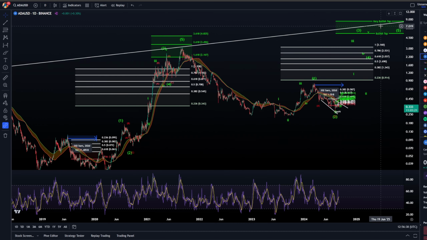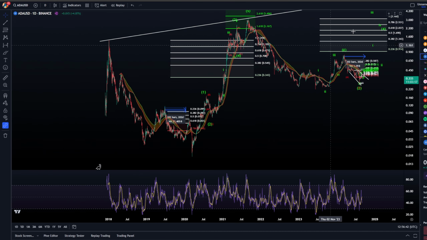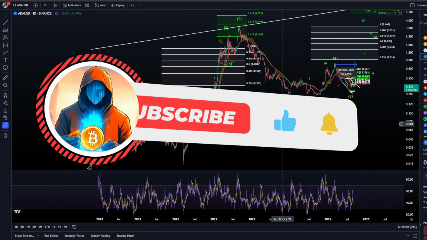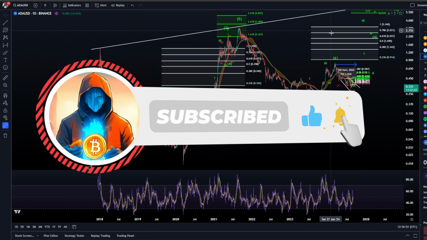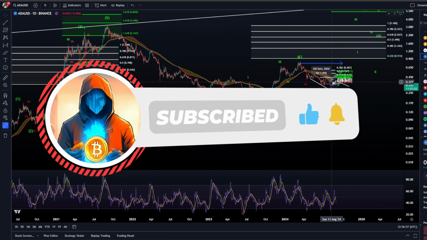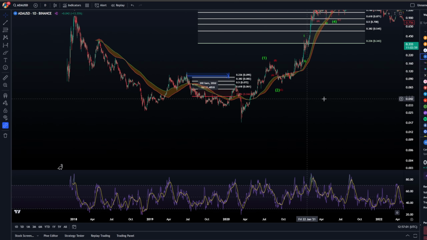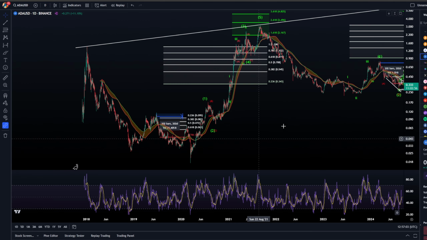Now, of course, I will talk about the macro count and the other wave counts in other videos. I don't want to focus on that right now, but Cardano is still looking good right now. It's holding support levels and it's below the 0.786 extension just like it was in the previous cycle. So, keep that in mind.